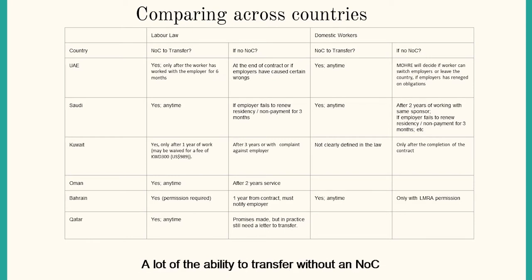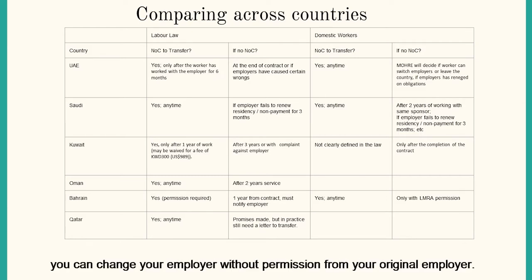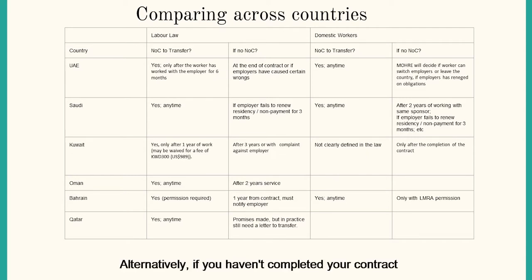A lot of the ability to transfer without an NOC, which is the second column, a lot of these are relatively recent reforms. It used to be very difficult to transfer employment even after you've completed your contract. But now there are a few provisions that allow workers to change their job without permission from their employer. So I'll go through a couple of examples. For example, in the UAE, when you've completed your contract, you can change your employer without permission from your original employer. Alternatively, if you haven't completed your contract, but your employer has violated the contract, has not paid you for about 60 days, then you can file a complaint, which would allow you to transfer your employer without their permission.